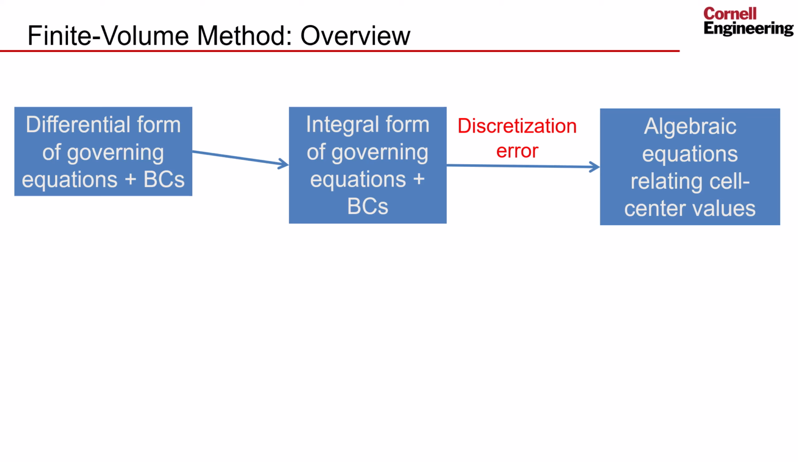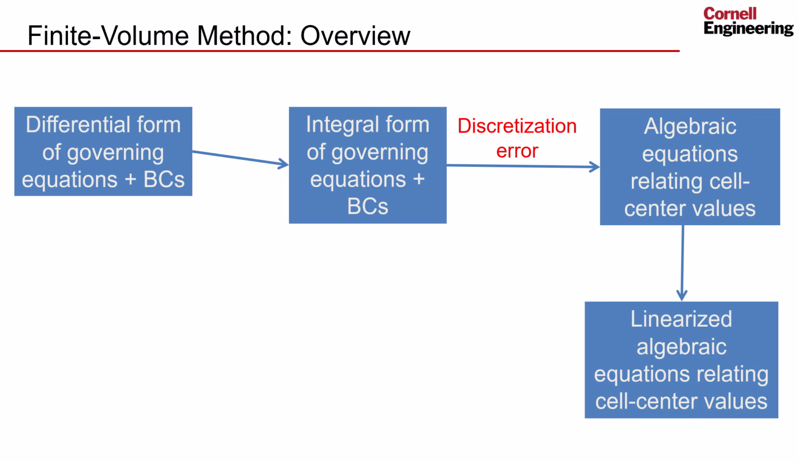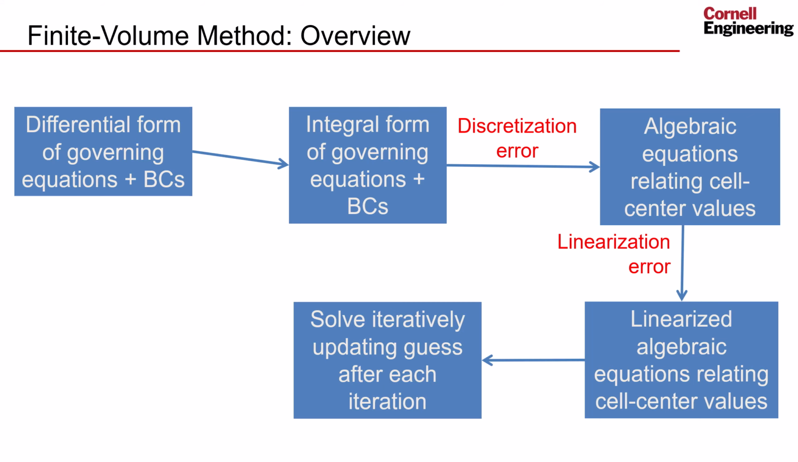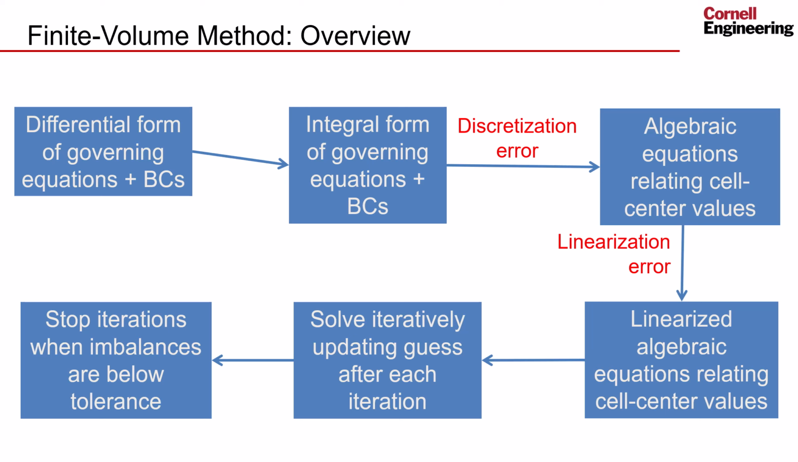These algebraic equations are nonlinear, so to solve them, Fluent must linearize them about guess values so that they can be solved. Doing this introduces a linearization error. This process is performed iteratively by continuously updating the guess values. We repeat this until the imbalance falls below a selected tolerance. For more information about this process, check out the eCornell certificate for computational fluid dynamics.